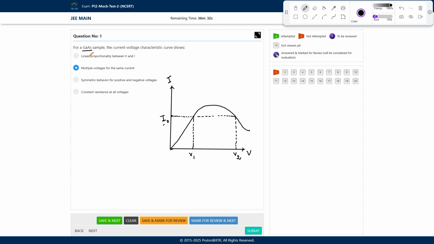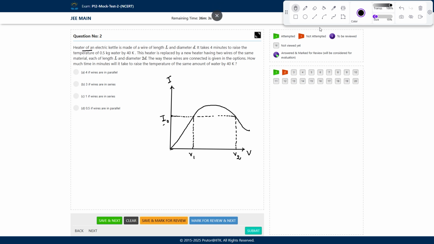The first option is linear proportionality between V and I, which is not there. The second option is multiple voltages for the same current, which is correct. The third option is symmetric behavior for positive and negative voltages, which is also not true. And constant resistance at all voltages is also not true, because the slope is not constant throughout the graph. So let's see the next question.